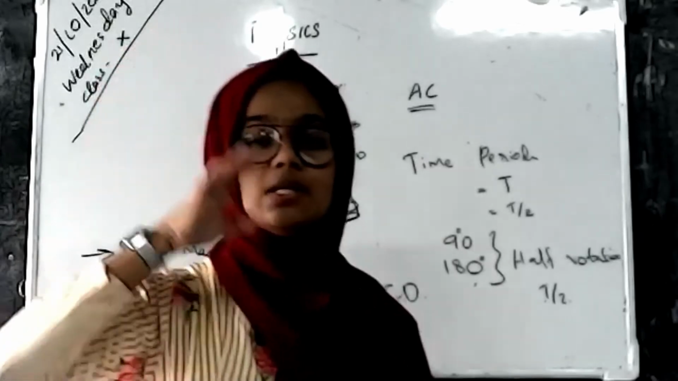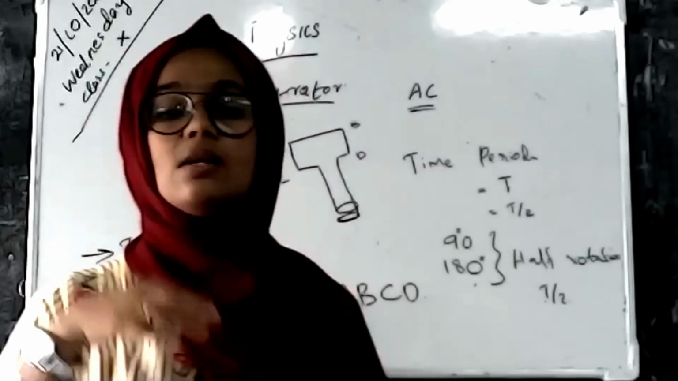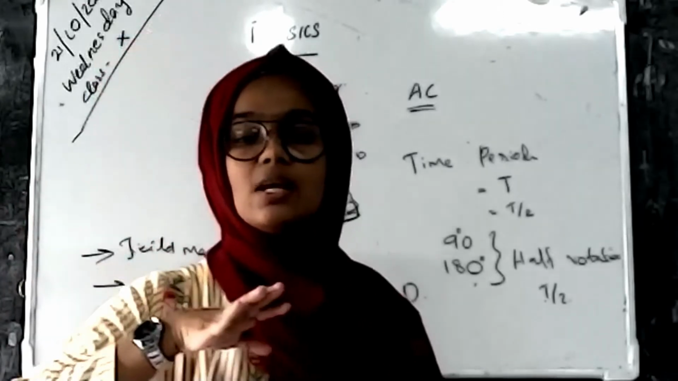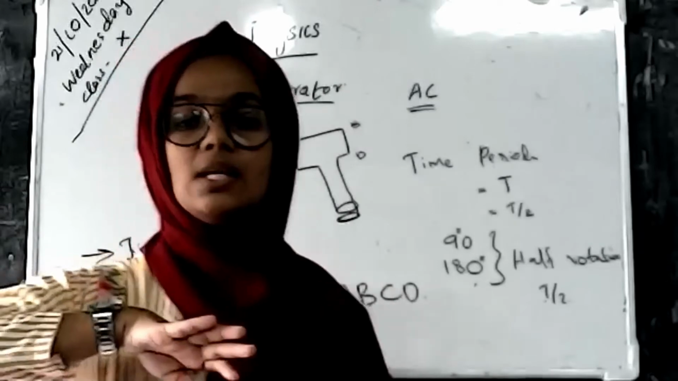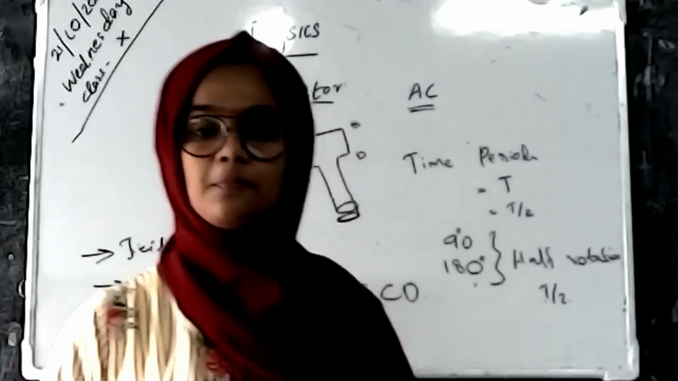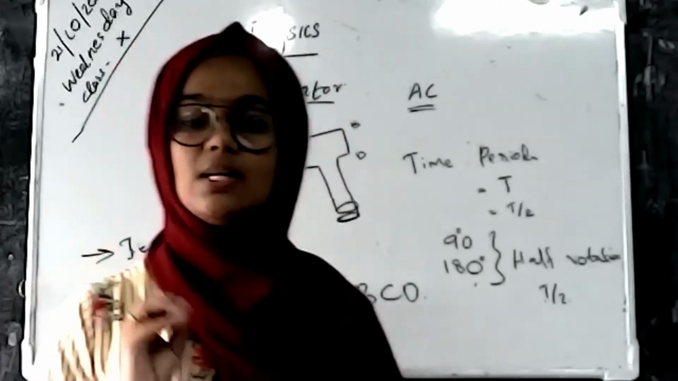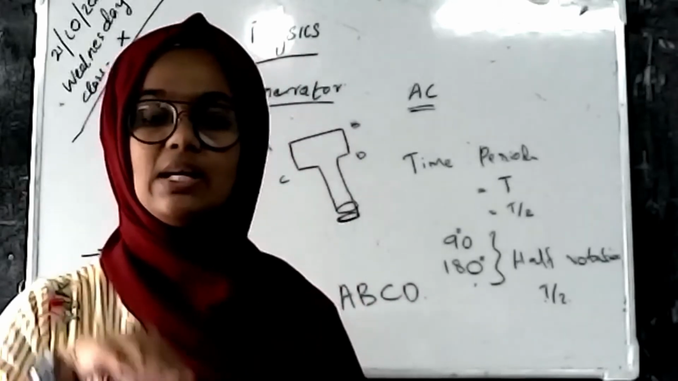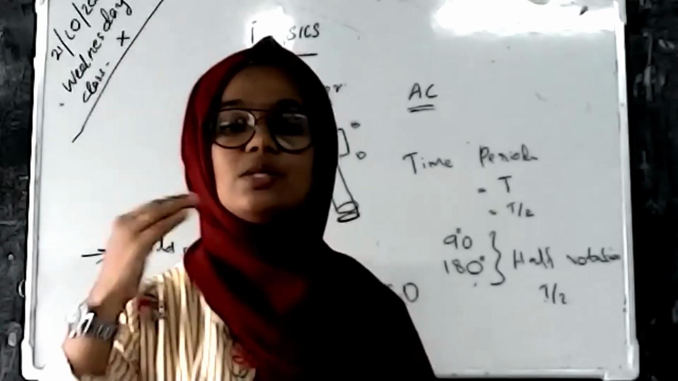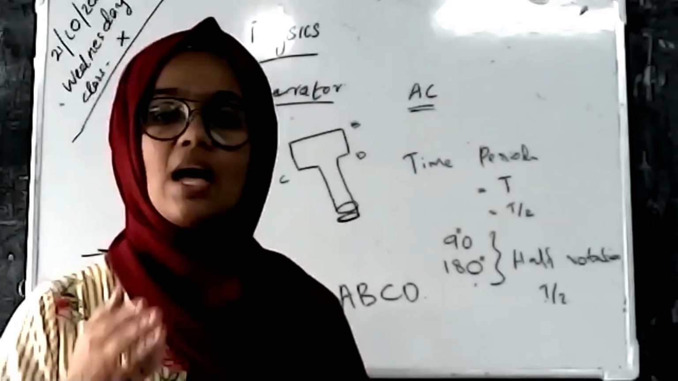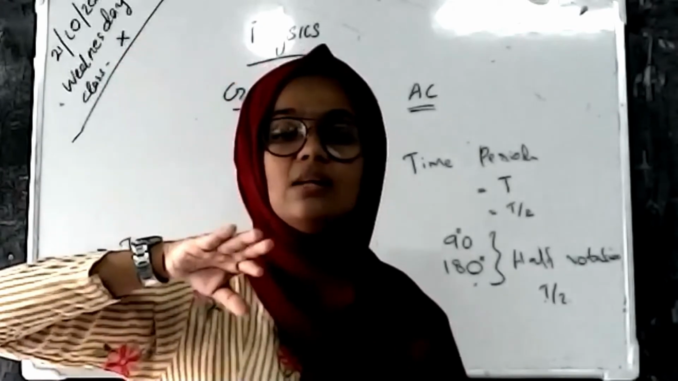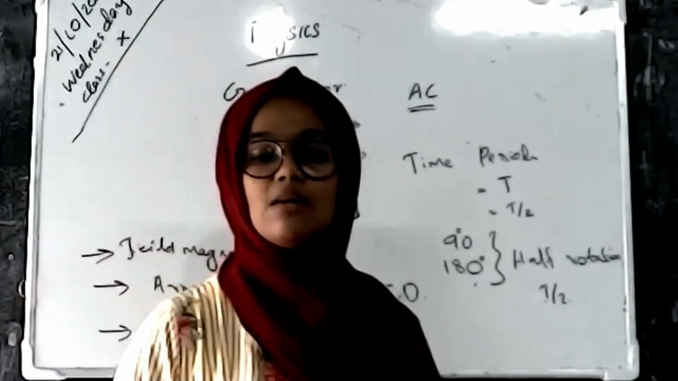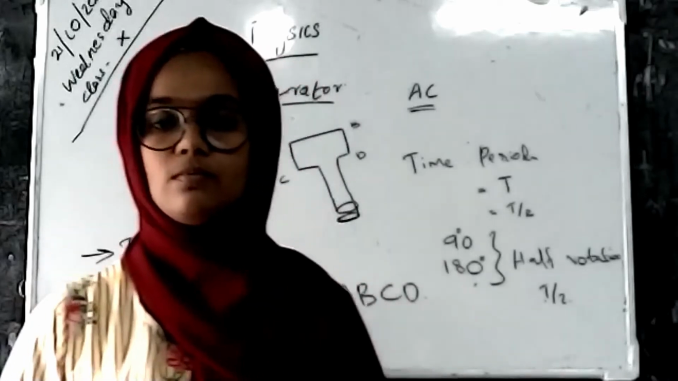So first it turns 90 degrees and the induced current will be maximum. And it turns another 90 degrees and comes to 180 degrees, and the induced current is 0. And again it turns 90 degrees, it comes to 270 degrees and the induced current will be maximum. Then it turns 90 degrees again and the induced current will be 0.